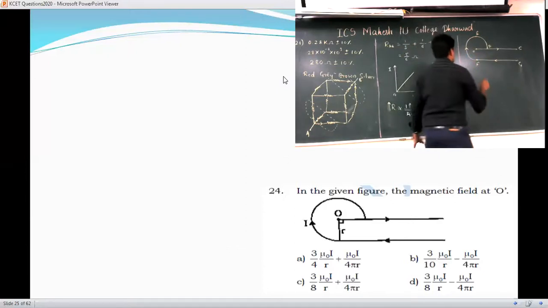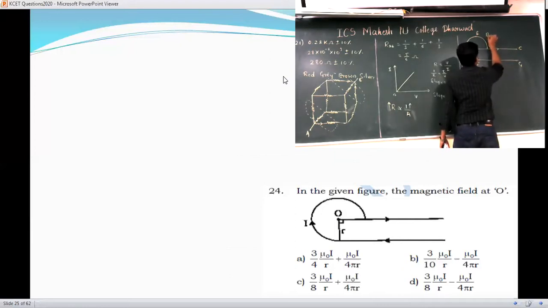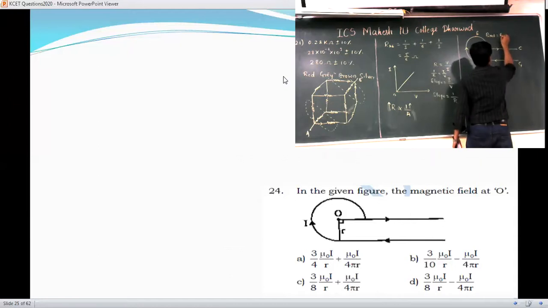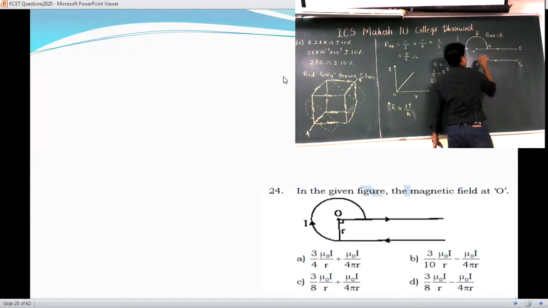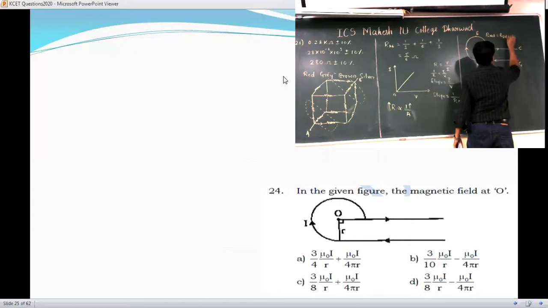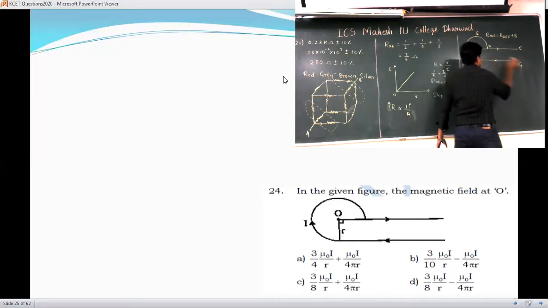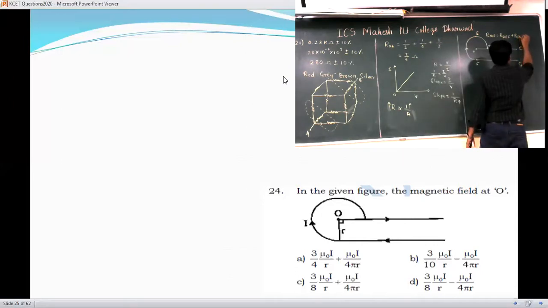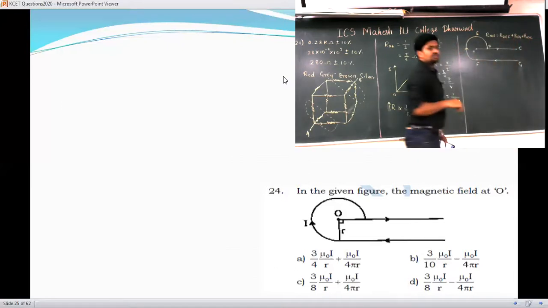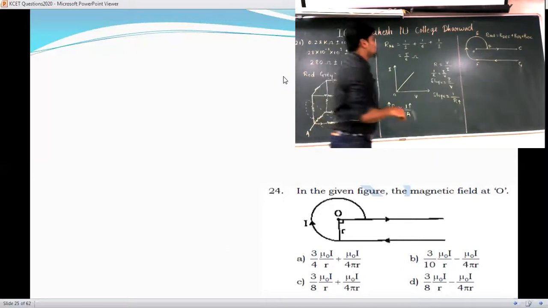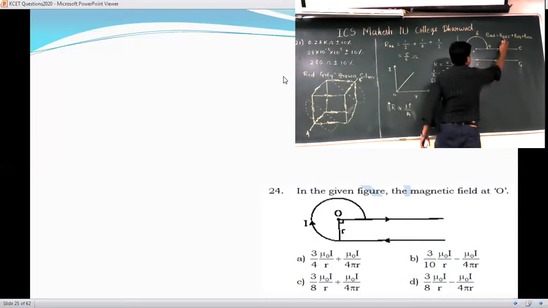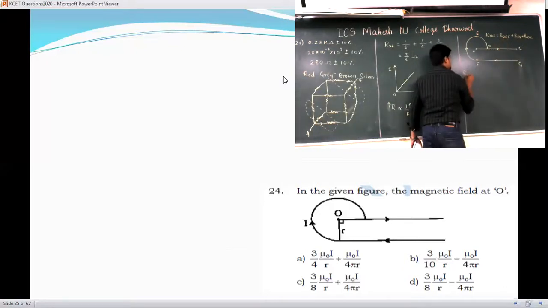So what is the total magnetic field here? B net is equal to the magnetic field due to DEF plus the magnetic field due to FG plus the magnetic field due to DC. All these three magnetic fields you have to calculate here. First, I will calculate the magnetic field due to DEF.